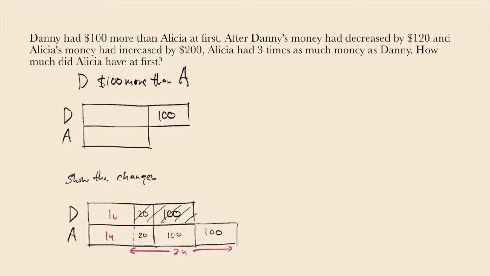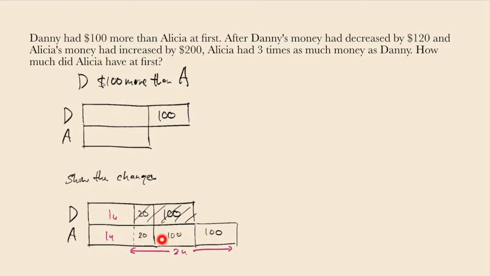Next, Alicia's money increased by 200. So whatever this bar is, it's going to grow longer by 200, which means we can increase it by a 100 and 100 as shown here. Right, shading helps visualize how it's gone, no longer there. Now the end result is that A had 3U and D had 1U. So this is 1U for D. This is 1U for A.